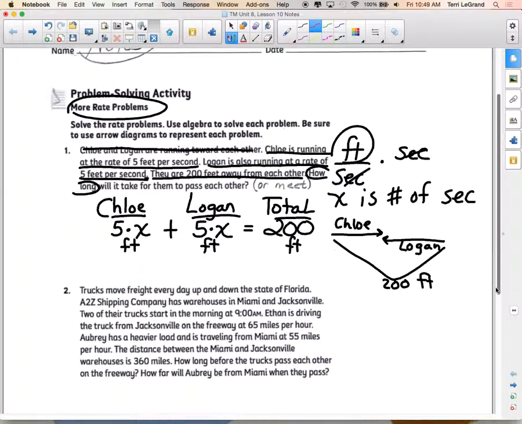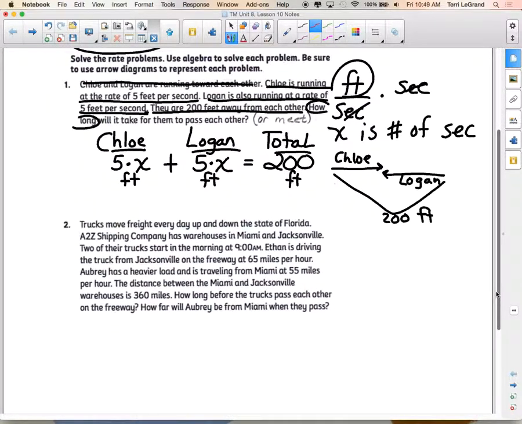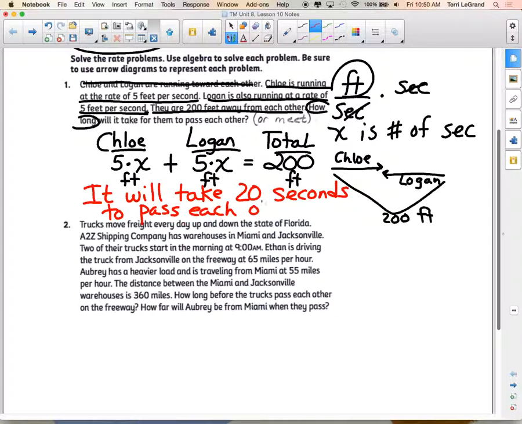So, the question was, how long will it take them to pass each other? What's our sentence going to say? It will take 20 seconds, okay? To pass each other, right? Not run into each other. At that point, they can high five each other, right?